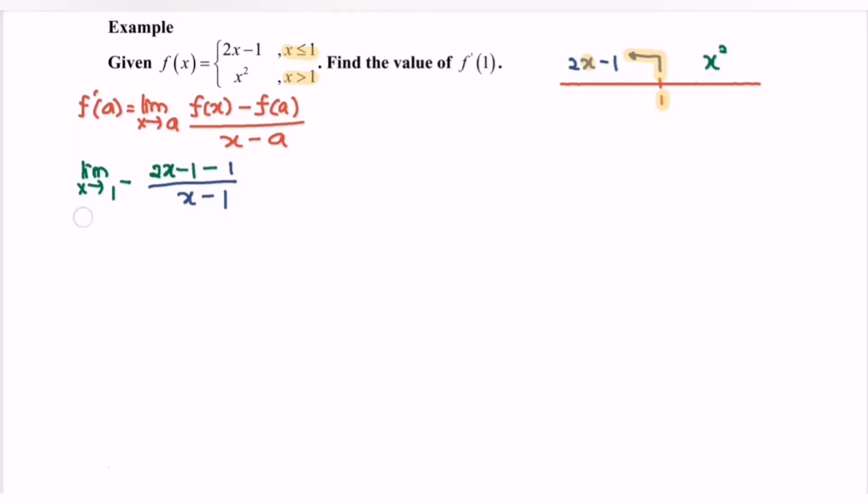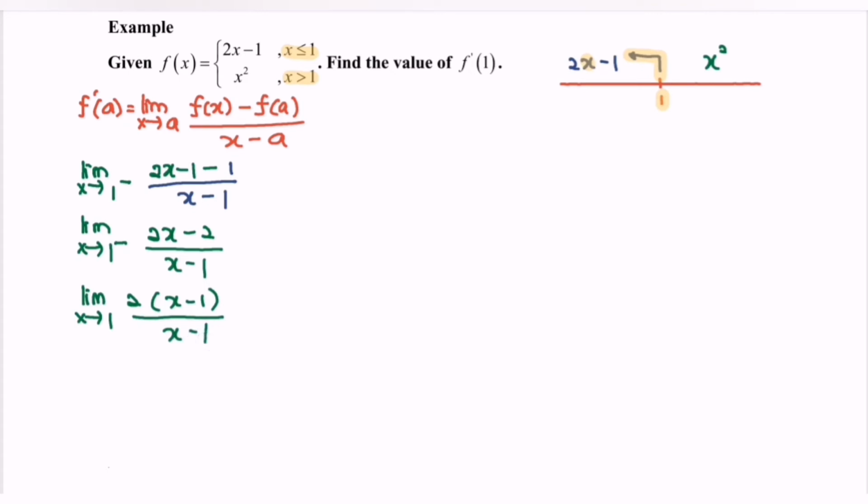If we simplify, the limit when x approaches 1 from the left, we have 2x minus 2 over x minus 1. Next, I'm going to factorize, where we will have 2 bracket x minus 1 over x minus 1. Finally, the limit when x approaches 1 from the left, the value will be 2. So the answer approaches 2 when x approaches 1 from the left.